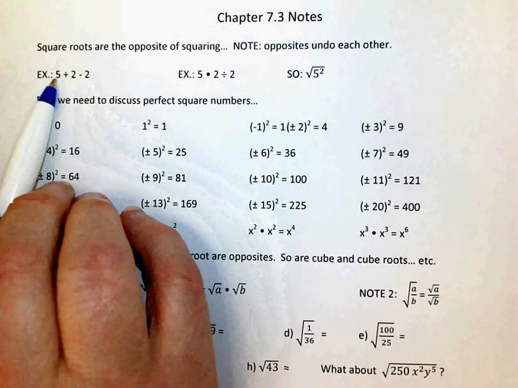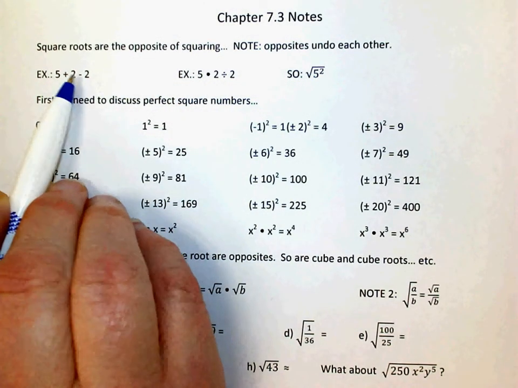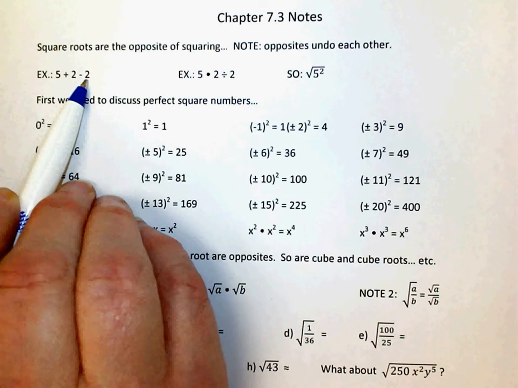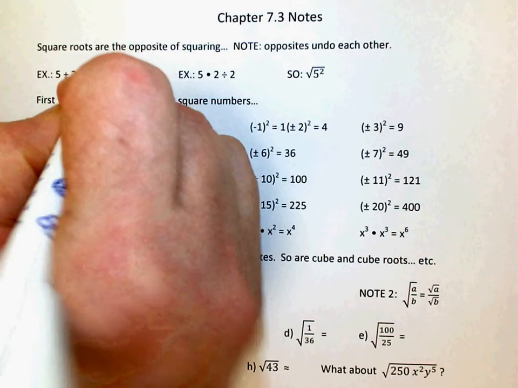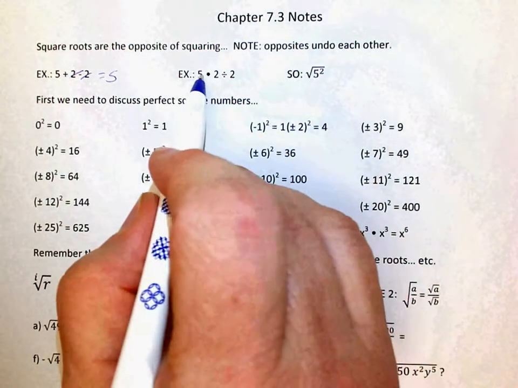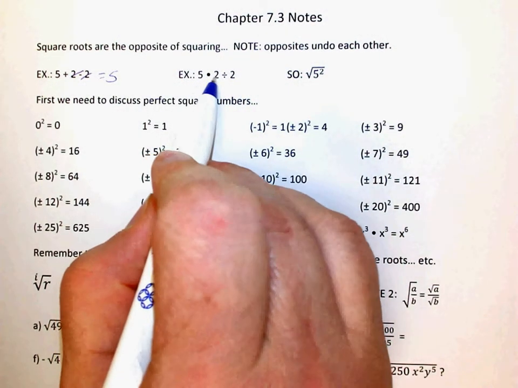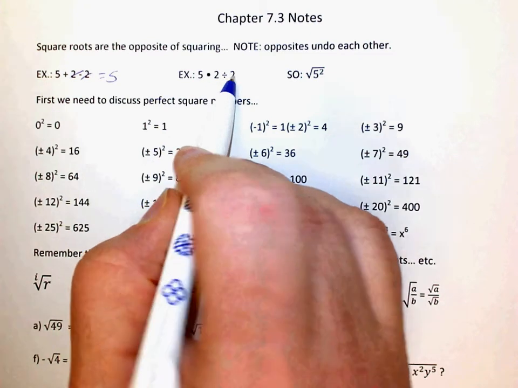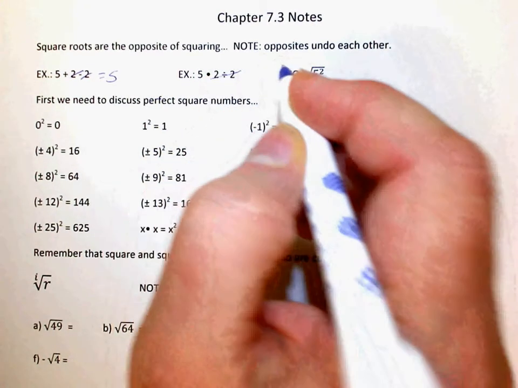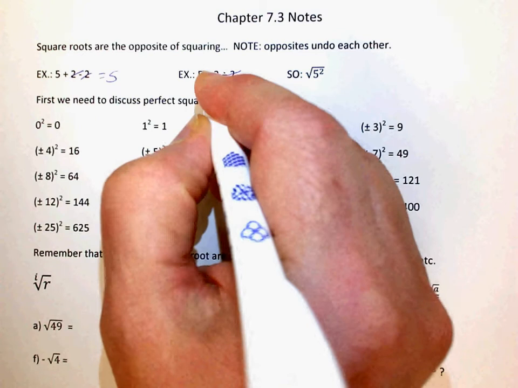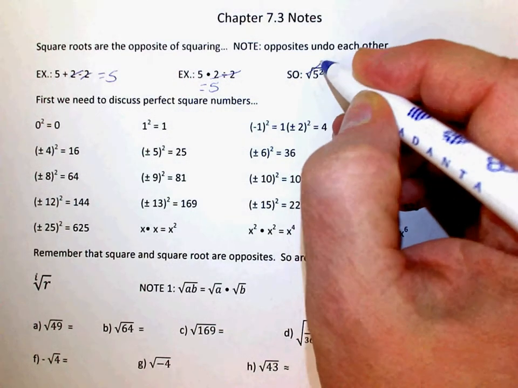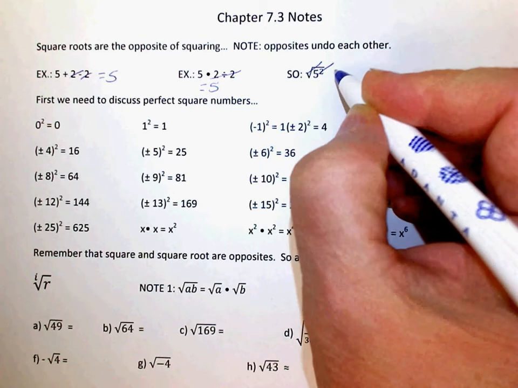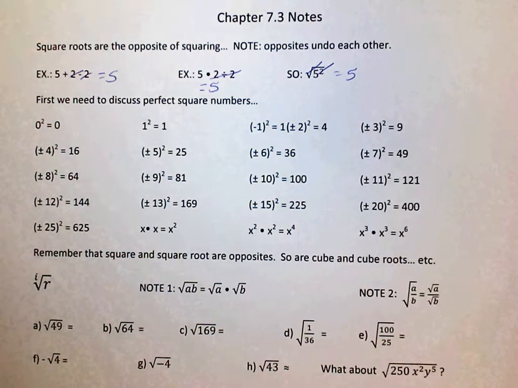So if I start with 5 and I add 2 to it and then I subtract 2 from it, then chop chop, I'm left with 5. If I start with 5 and I multiply it by 2 and then divide it by 2, again chop chop, and we're left with just 5. So a square root and a square are opposites, so they also kill each other, and that leaves us with 5.